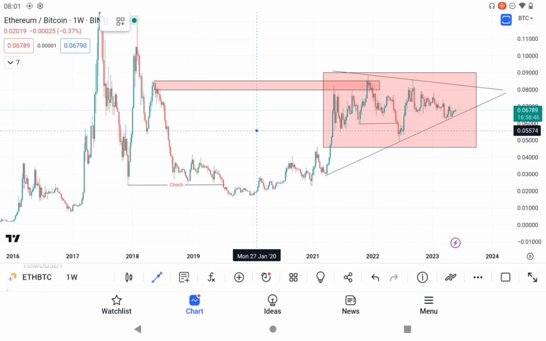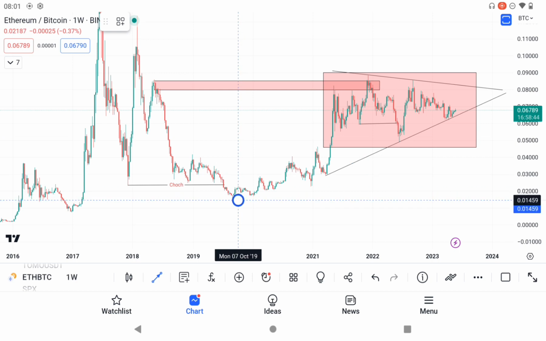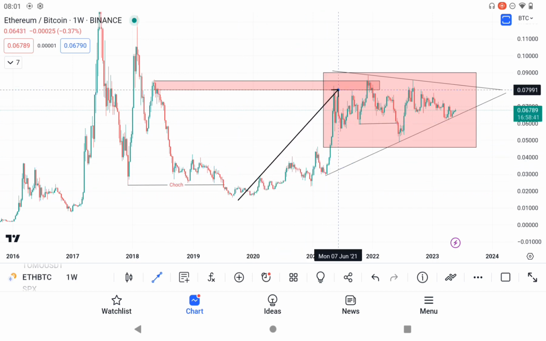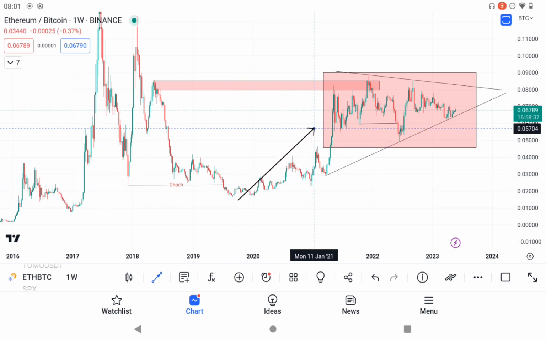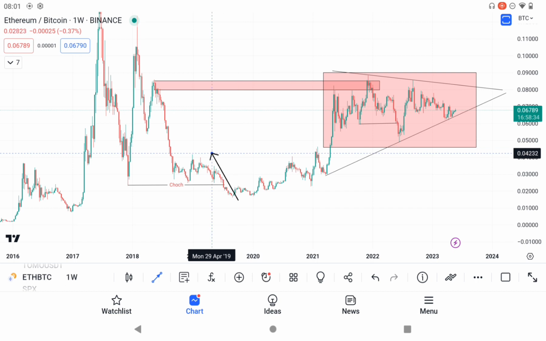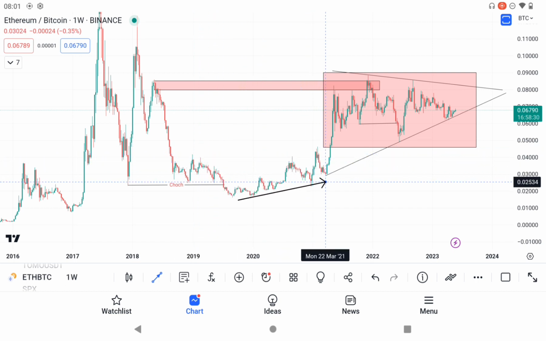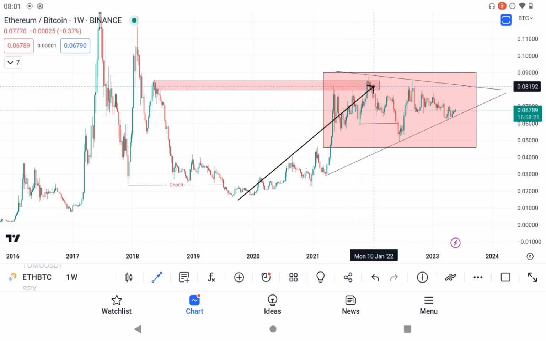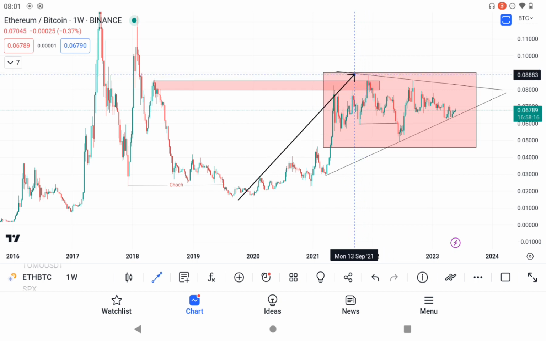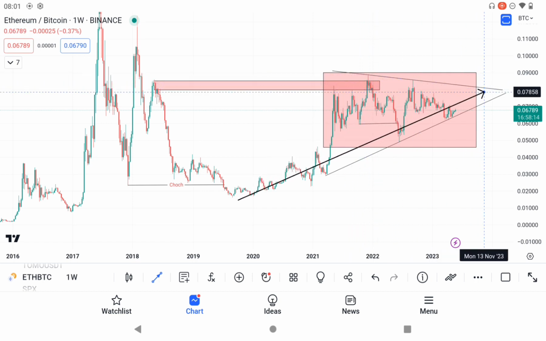The previous rally lasted from this point down to here. It started from here, up to this point. Okay, we had a break of structure from this point here. Price came back, tested the order block, and then came back here, which was our major supply that caused the overall change of character on the weekly time frame. Now, liquidity has been taken out from this point, and then price started forming something like a symmetrical triangle.